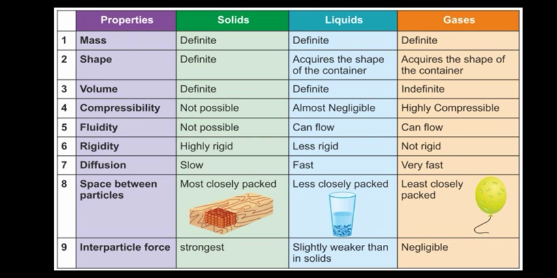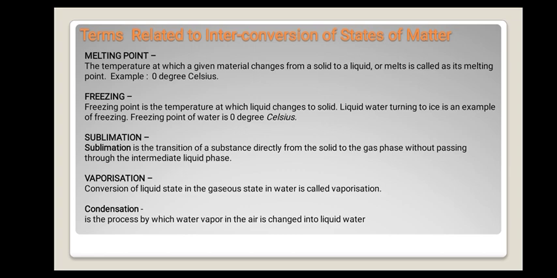Sublimation is a process in which a solid is directly converted to the gaseous form. Vaporization is a conversion of liquid state to the gaseous state; in water, it is called vaporization. Condensation is the process by which water vapor in the air is changed into liquid water. So these are the definitions of melting point, freezing point, sublimation, vaporization and condensation.